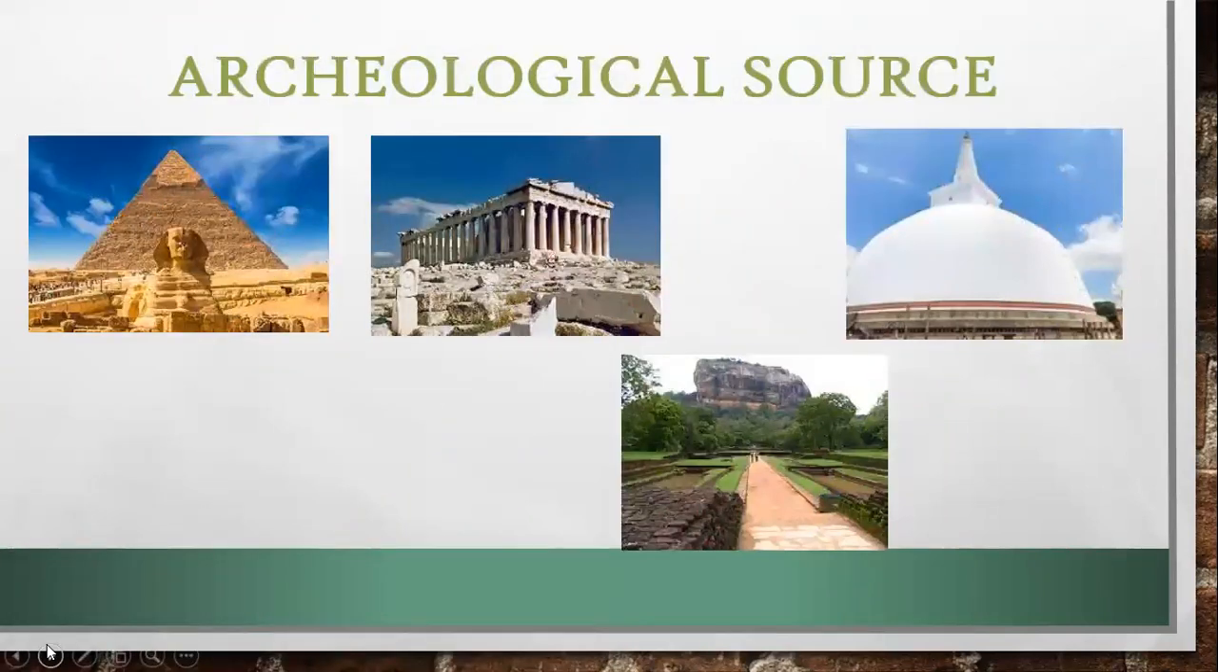Next one is archaeological sources. That means the Sphinx, you can see in the first picture, with the Pyramid of Giza. Then you can see the Parthenon in Greece. Then you can see the Ruwanwelisaya in Sri Lanka. And the Sigiriya in Sri Lanka, like I told you earlier, the Sigiriya is a beautiful rock inside. And outside, you can just see it as a normal, huge rock. But when you go inside, it's most magnificent.